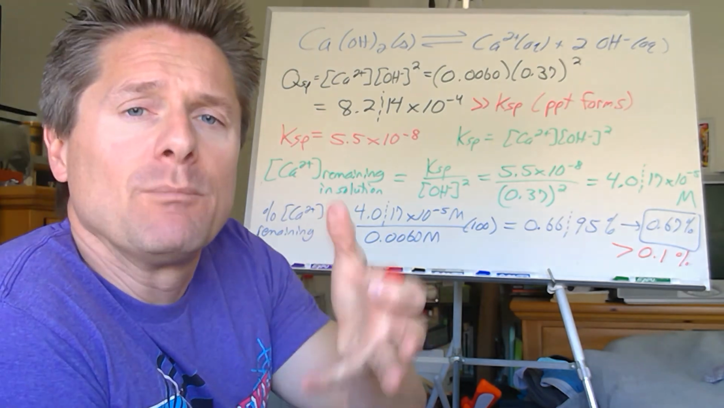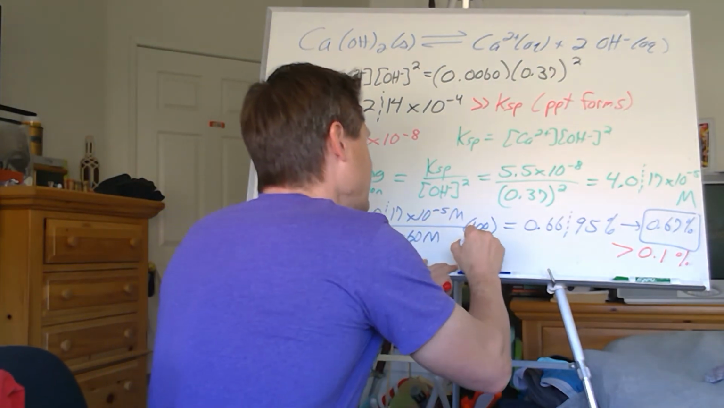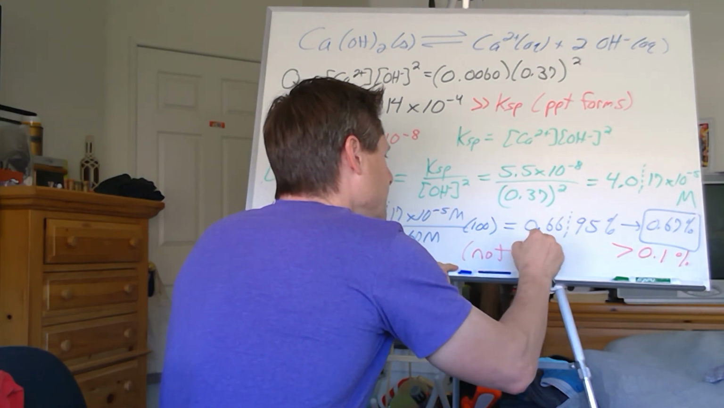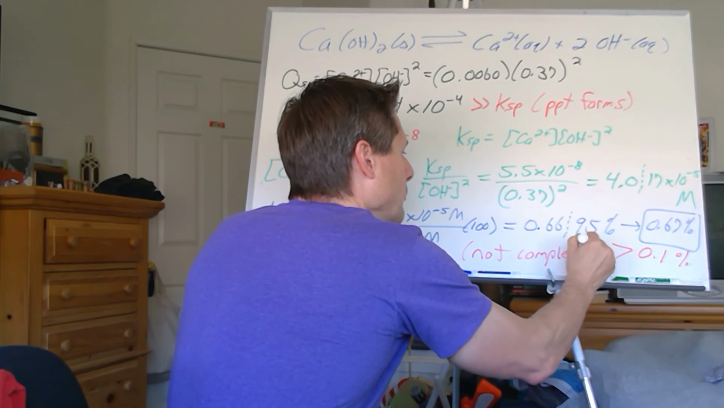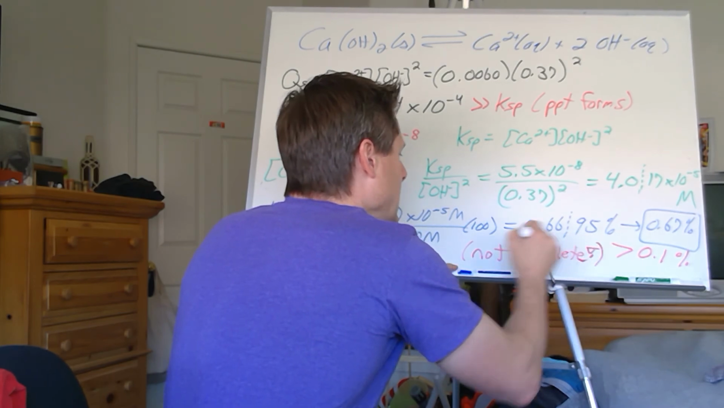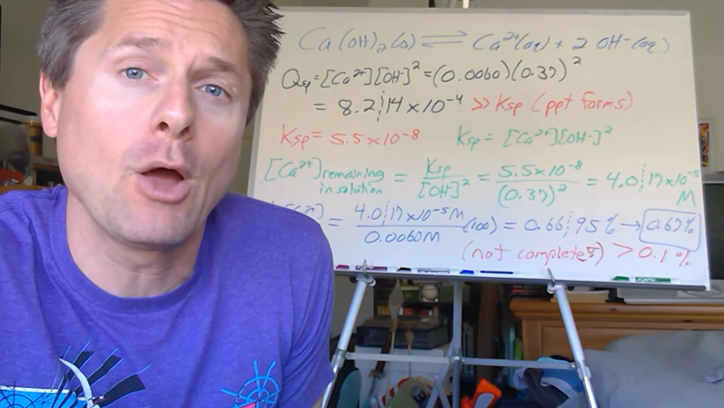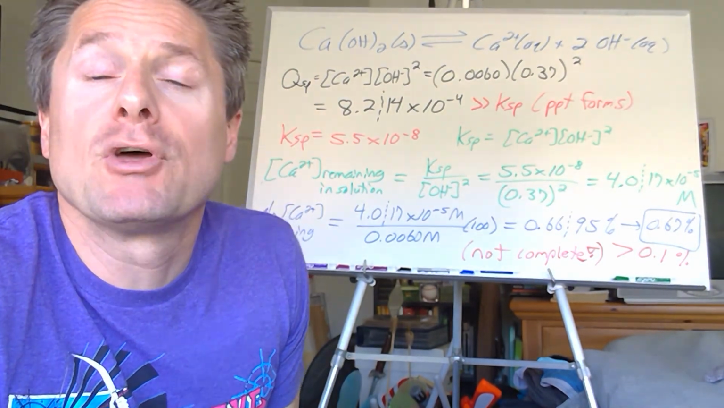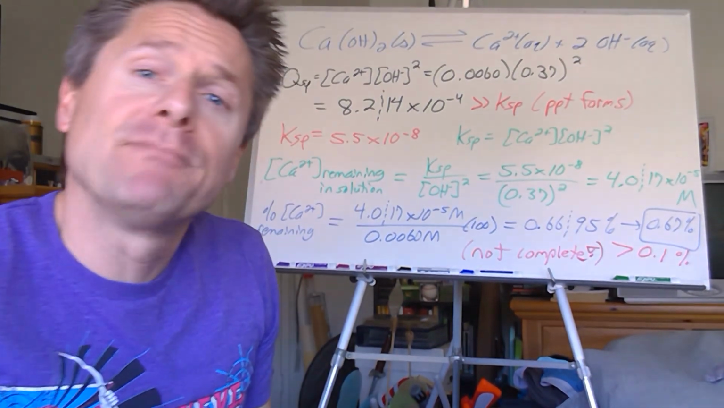And out in the real world, we'd probably adjust the buffer concentration to make sure that that happens. So I would say this is not complete, but pretty close. That's not a complete precipitation, but pretty close. Some situations might be good enough. Some situations, not good enough. There you go. That's how you calculate it.